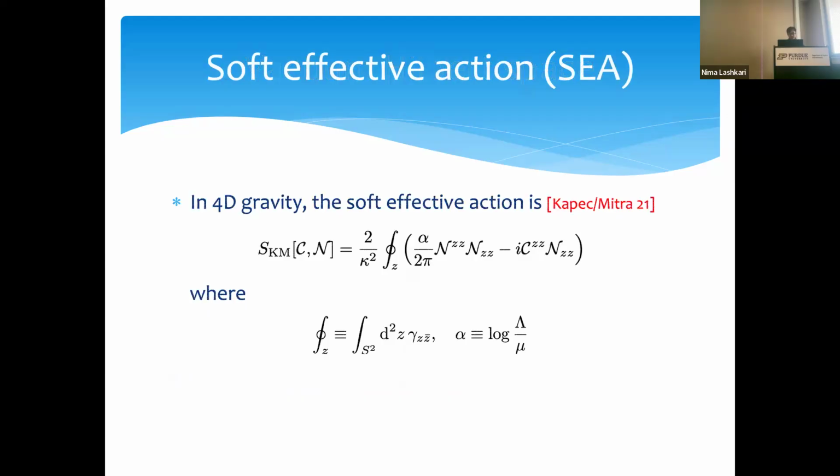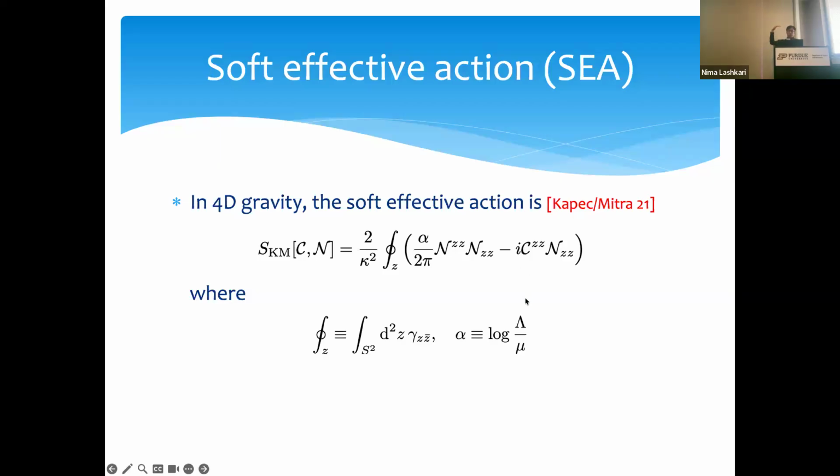Okay, so what is the soft effective action? Let me just first write down what it is. So the soft effective action, where kappa squared is again 32 pi G Newton. This integral is just the integral over the celestial sphere. And alpha is the IR divergence that you may have encountered in four-dimensional gravity. So it's a log of two energy scales.